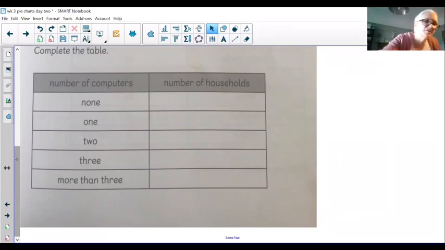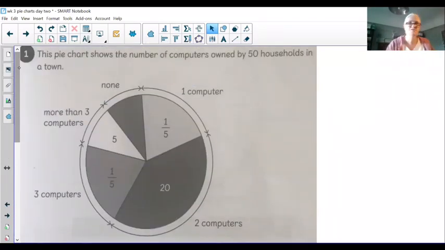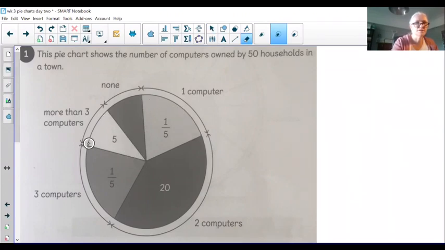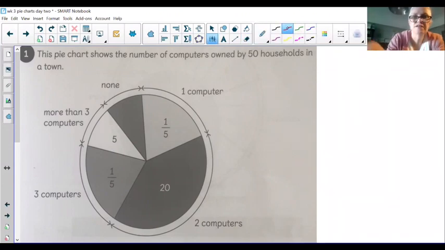I'm going to take that off now so that you can see the pie chart much bigger. It says this pie chart shows the number of computers owned by 50 households in a town. So I'd like you to work out what each of the segments are. So what is this one? What is this one? Oh, that one you know. What's that one? And do you know what that one is? Okay, so pause the video. And then unpause. And we know that the important bit of information here is that there's 50 households.